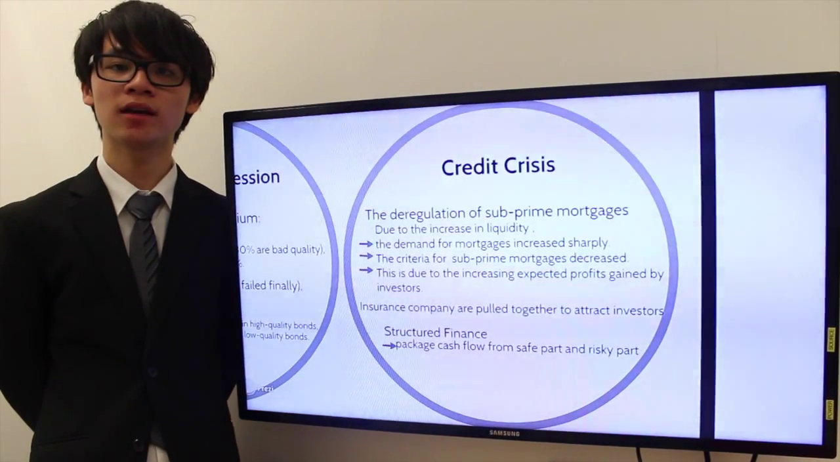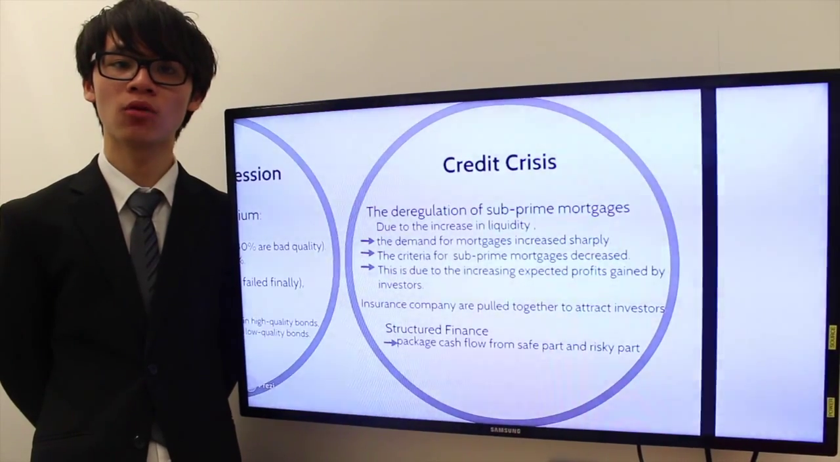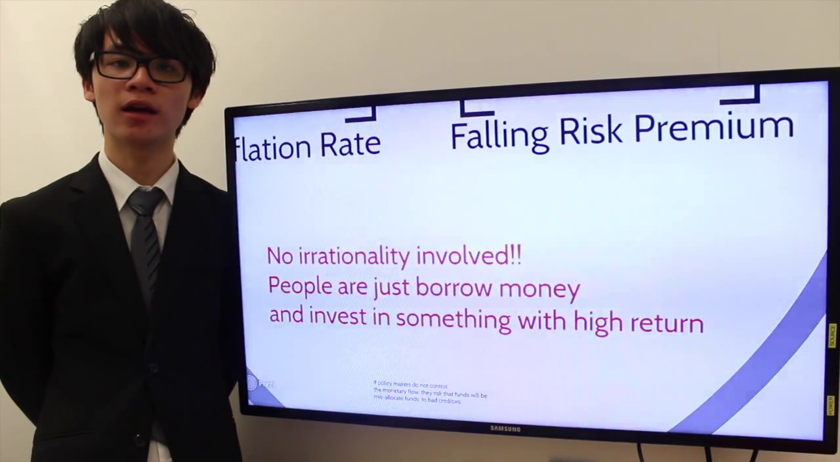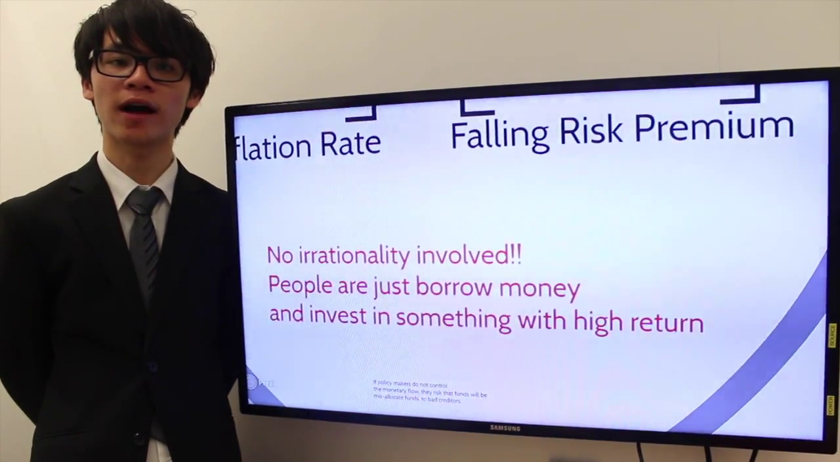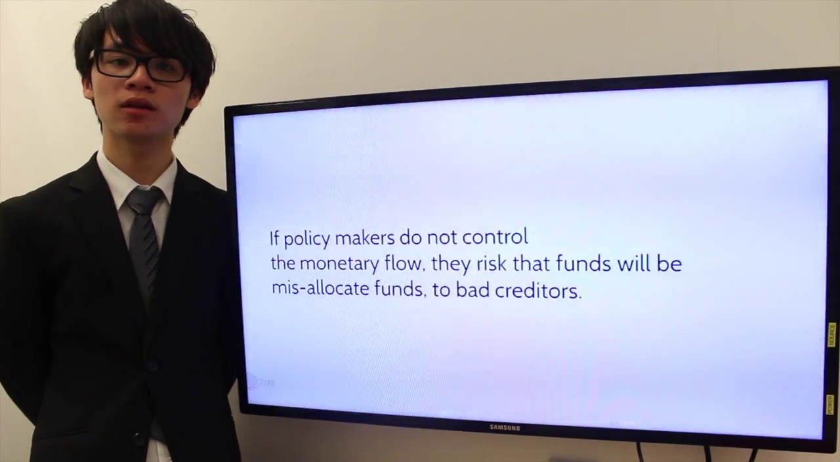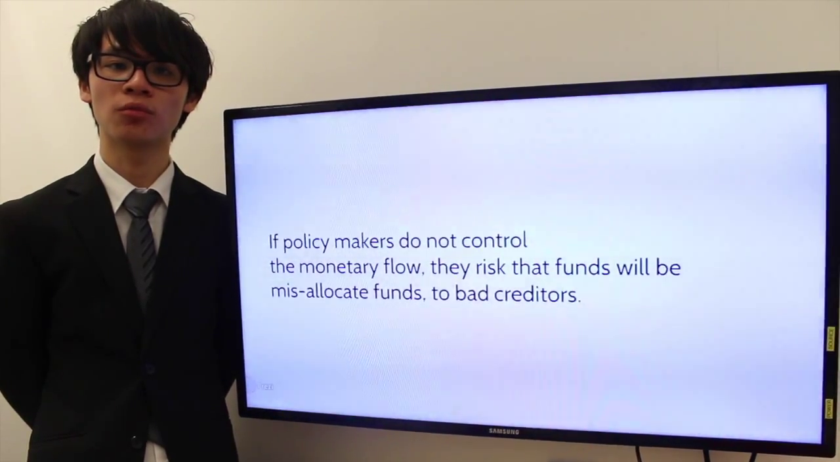from the safe and risky parts. All this securitization added up to create a new low risk premium environment. There was no irrationality involved at all. People were just borrowing money and investing in financial products with high return. If the policymakers didn't control the monetary flow, there was the risk that funds would be misallocated to bad creditors.